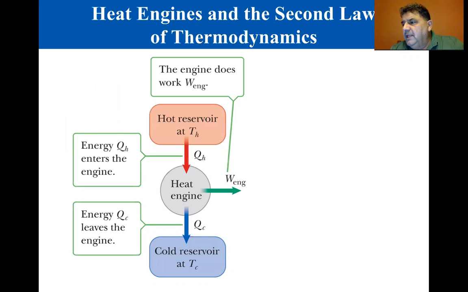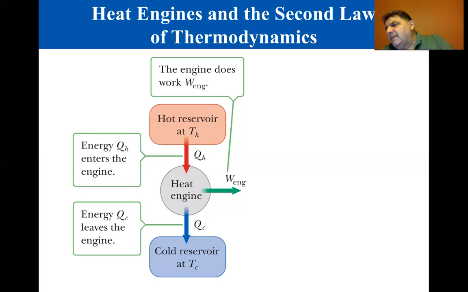It's useful to draw a heat engine schematically as shown in the figure. The engine absorbs energy QH from the hot reservoir, does work WENG, then gives up energy QC to the cold reservoir. Note that negative work is done on the engine so that W equals minus WENG. Because the working substance goes through a cycle, always returning to its initial thermodynamic state, its initial and final internal energies are equal, so delta U equals 0.